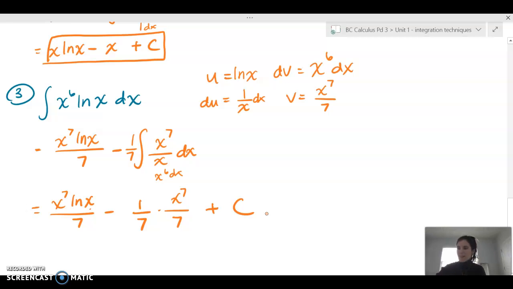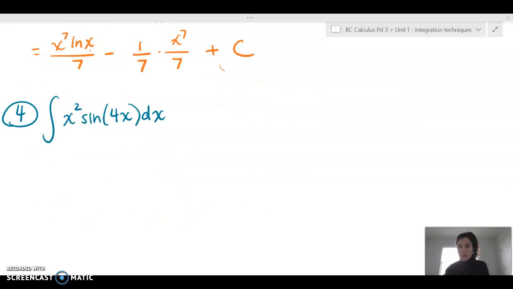Perfect. I have one more example here. The antiderivative of x squared sine of 4x dx. So we have some trig. All right, let's find our u, let's find our dv.